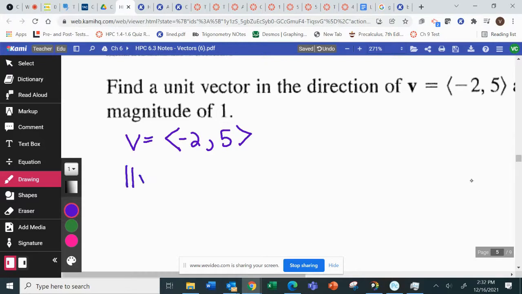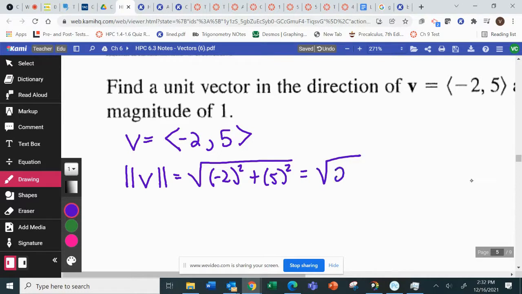So the magnitude of v is taking the difference of the x's, difference of the y's, which we already have, -2 squared plus 5 squared, and doing the Pythagorean theorem with it. And I get the square root of 29. So that is the magnitude of v. That's how long vector v is.